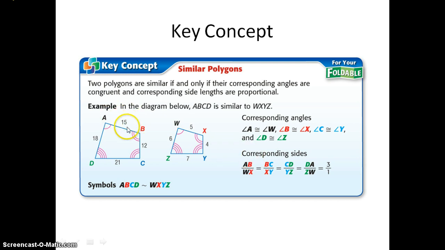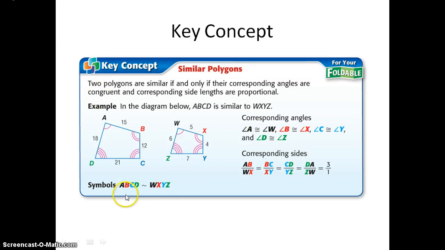So AB over WX has to equal the same thing as BC over XY, has to equal the same thing as DC over ZY, has to equal the same thing as AD over WZ. So if we did that for each of those sides, we would always get the ratio 3 over 1. If you get the same ratio for each corresponding side, then that means that they're proportional.